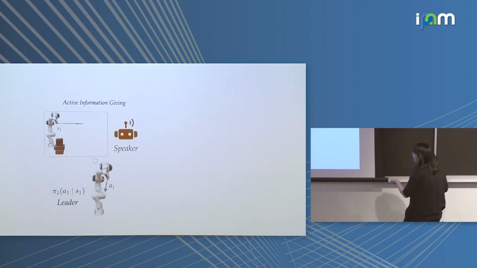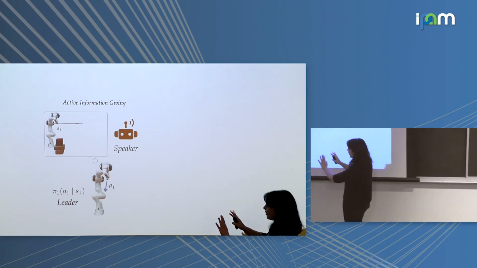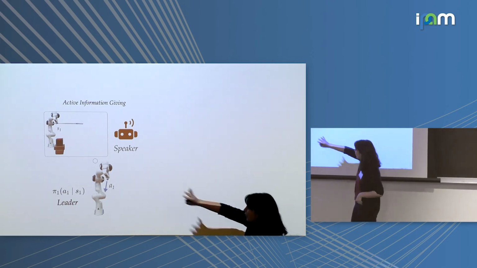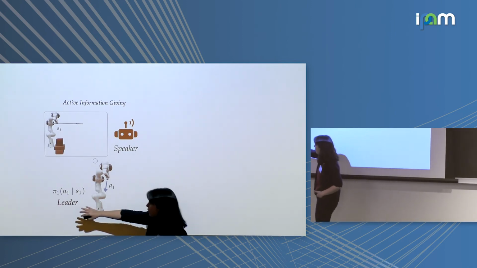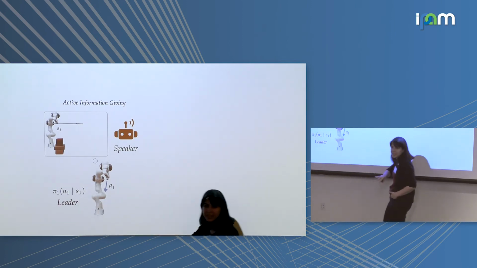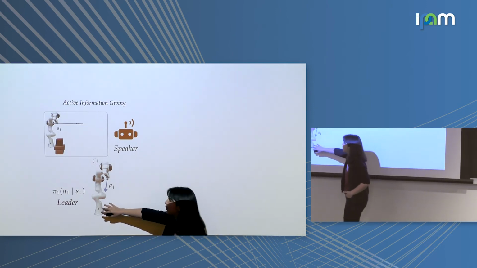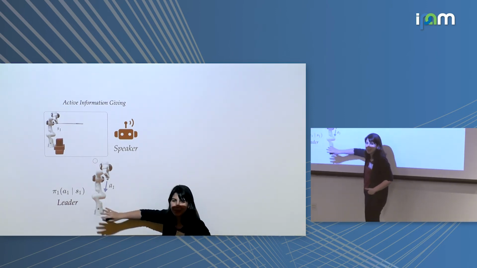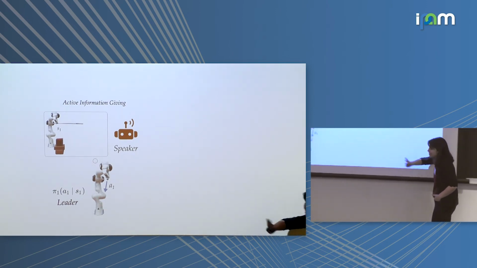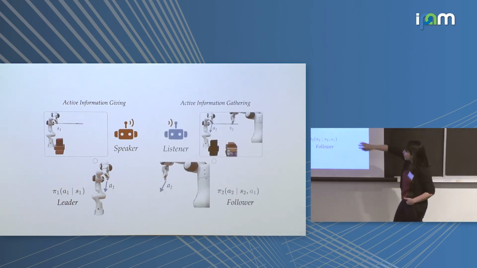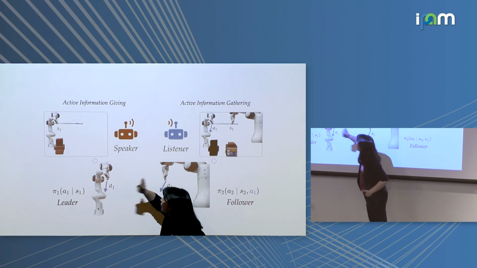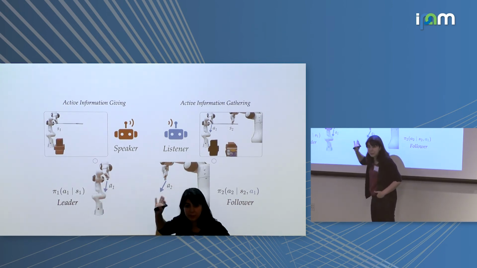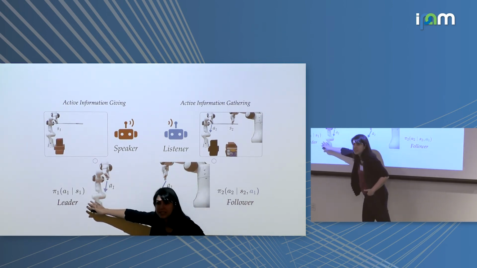So what we are defining here is two types of roles. The first type is a leader role or a speaker role, which is basically any type of policy that only depends on your state. This is basically saying, I'm not listening to your actions. I'm just going to do the thing based on what I know. So this is more of a leader role, trying to do active information giving. Basically, it's telling you, hey, I'm not listening, so here is all the information that I can give you. My policy depends only on my state.